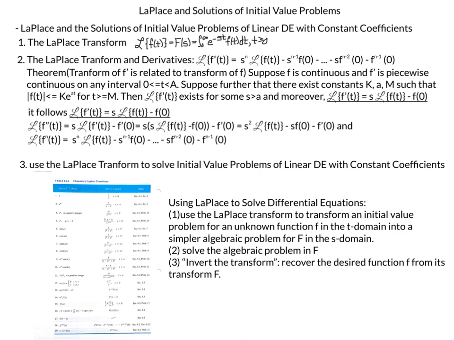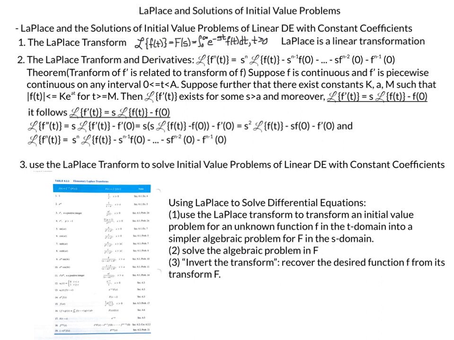In our last video, we talked about the Laplace transform and how to calculate the Laplace transform of a function. In this video, we are going to talk about using the Laplace transform to find solutions to initial value problems. In particular, Laplace transforms are useful for solving initial value problems of linear differential equations with constant coefficients.